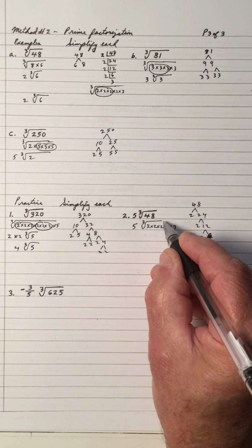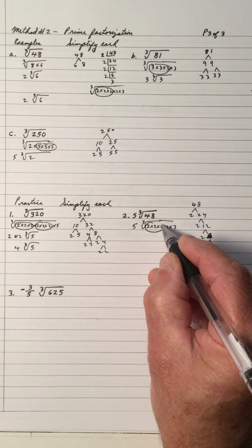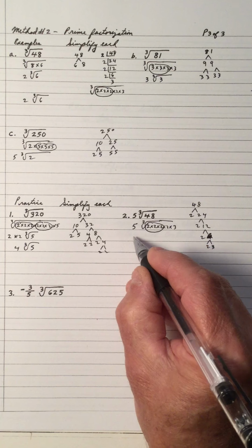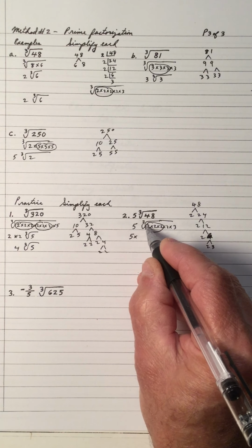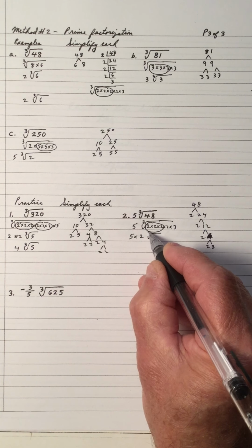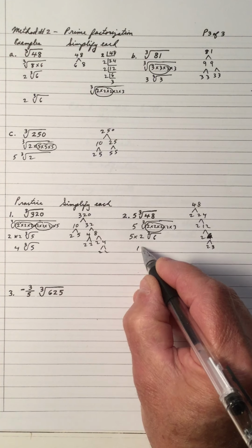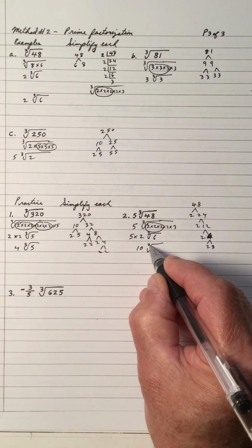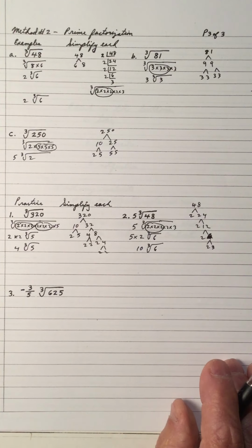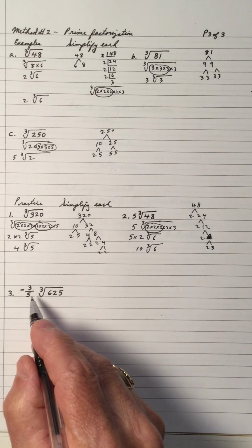And 1 3. Cube root, you need 3 of them. So that's 2 times 2 times 2 is 8. So the cube root of 8 is 2. And the 2 and the 3 are only single, so they can't come out. So that's a 6. So that simplifies to 10 cube root 6. And number 3.